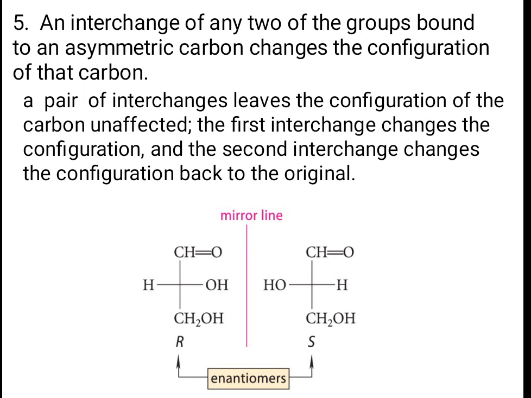An interchange of any two of the groups bound to an asymmetric carbon changes the configuration of that carbon. A pair of interchanges leaves the configuration of the carbon unaffected. The first interchange changes the configuration, and the second interchange changes the configuration back to the original. That means if you change these two groups, this H and OH, you will get the enantiomer of this molecule. But if you make two consecutive changes, then you will get the same isomer.